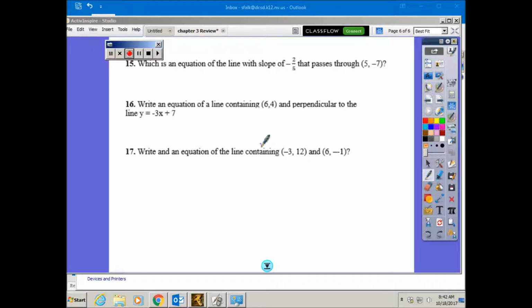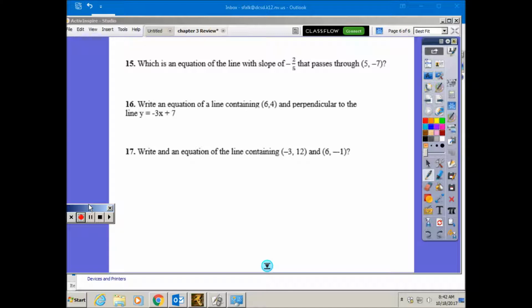So we're going to do these last few problems here on the review. Problems 15, 16, and 17. Which is an equation of the line with slope of -2/5 that passes through (5, -7)?